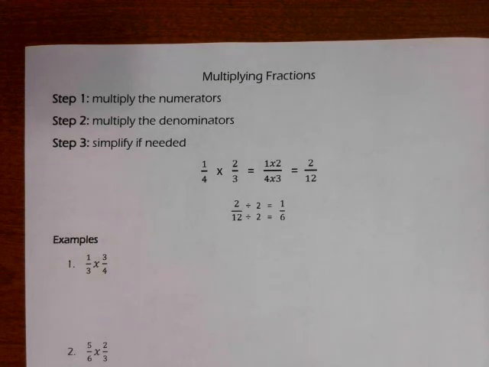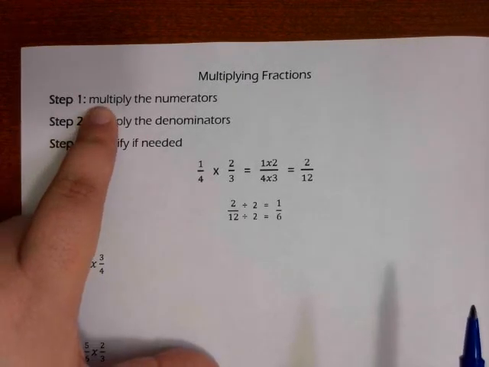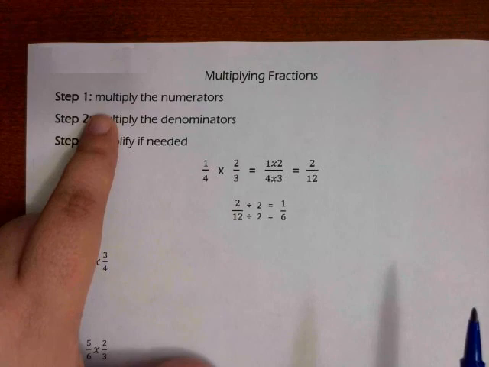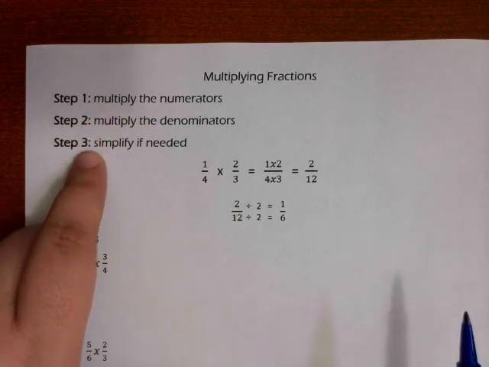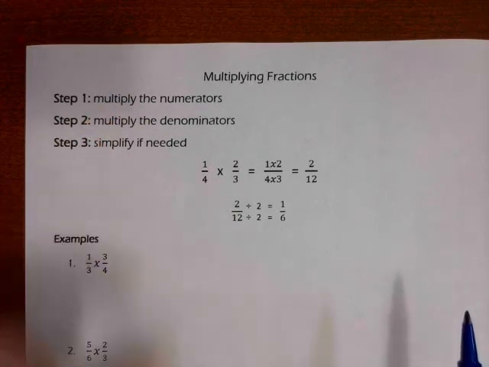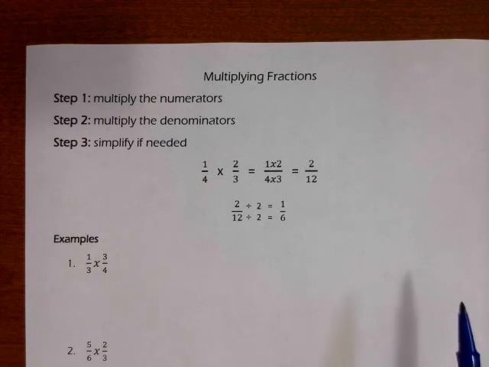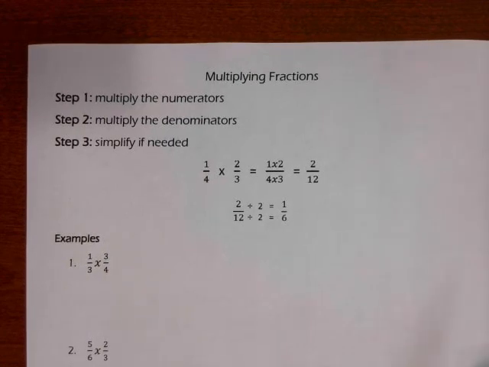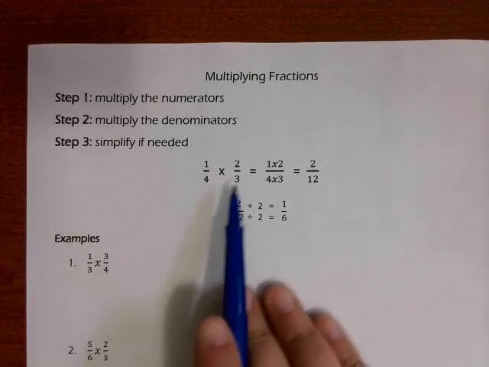Don't overthink it. Step number 1, we're going to multiply the numerators. Step number 2 is to multiply the denominators. Step number 3 is to simplify if you need to. 9 times out of 10, you'll probably have to simplify, at least in 6th grade. So here's an example for you.